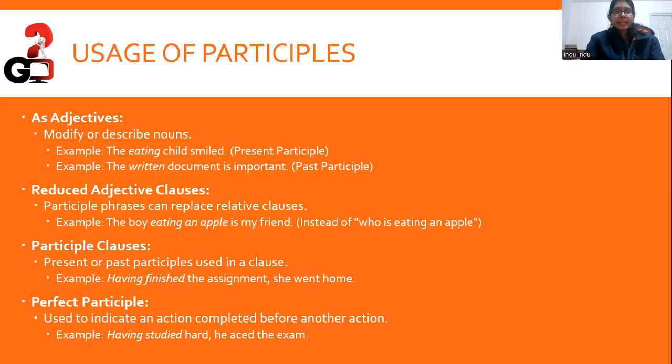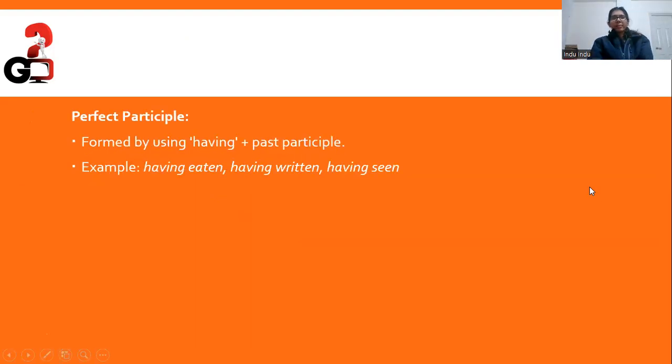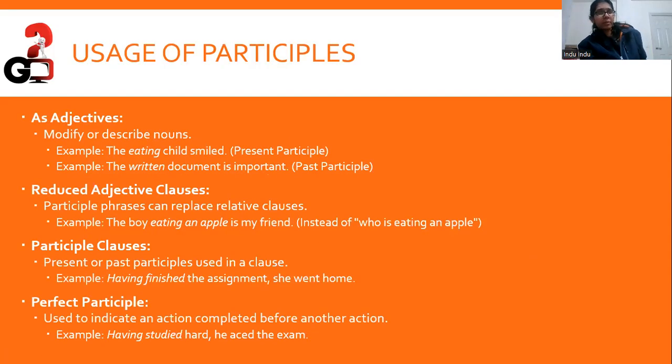Perfect participle is used to indicate an action completed before another action. So here an action has to be completed before another action. For example, having studied hard, he aced the exam. So he studied hard before and then he took the exam and he aced it. Perfect participle is formed by using having plus past participle. Having eaten, having written, having seen, as we have looked at a few examples before, having studied hard, he aced the exam.